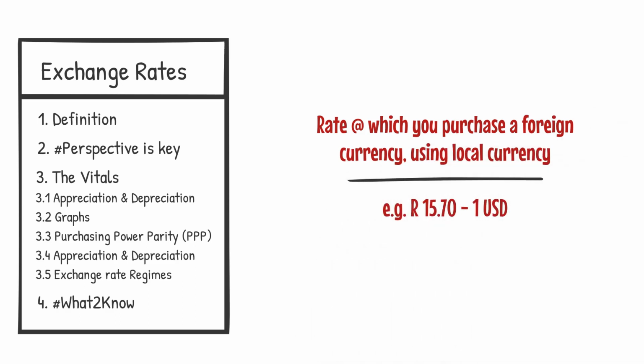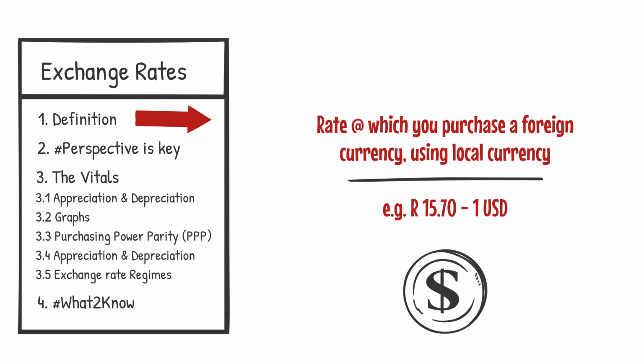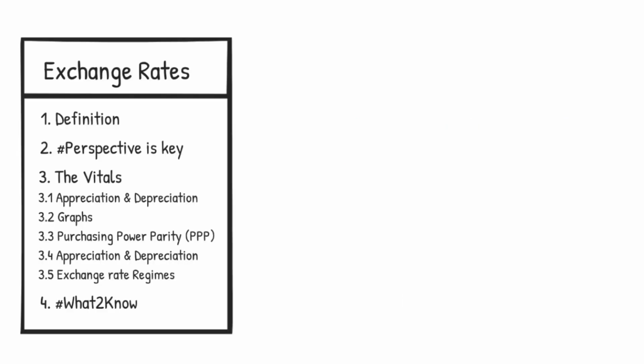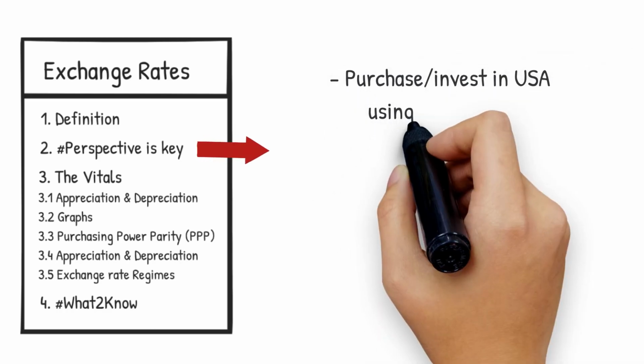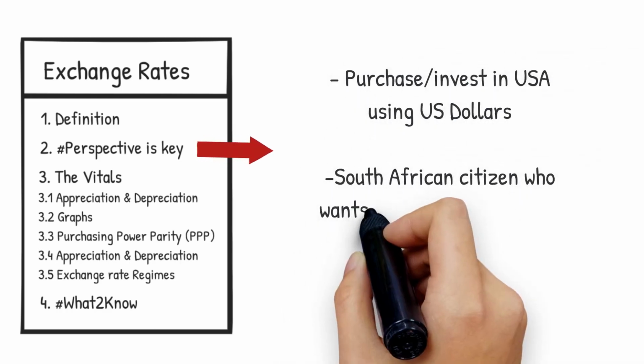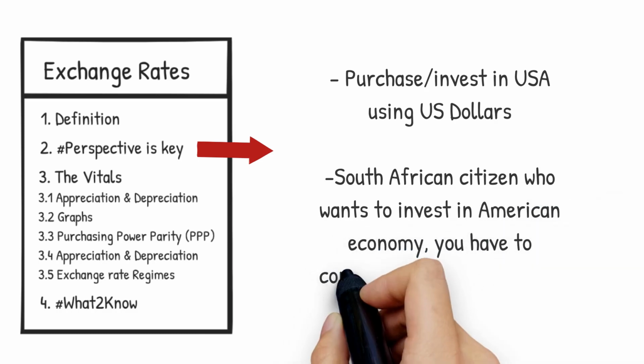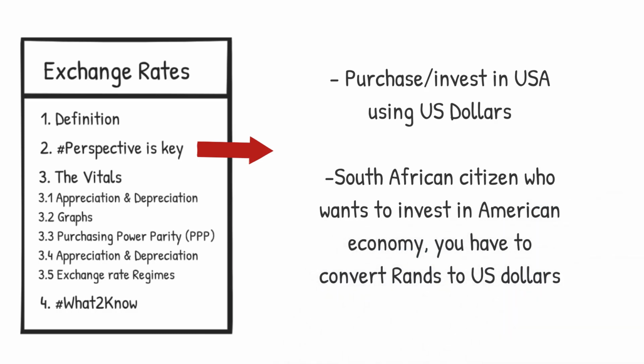Now let us look at exchange rates. An exchange rate is the rate at which you can purchase a unit of foreign currency using the local currency. For example, it costs 15 Rand 70 to purchase $1. Now, perspective is key. It's how you think about it all. You can only purchase goods or invest in the USA economy using US dollars. If you are a South African citizen who wants to invest in the American economy, you would first need to convert the South African rands in your possession to US dollars.